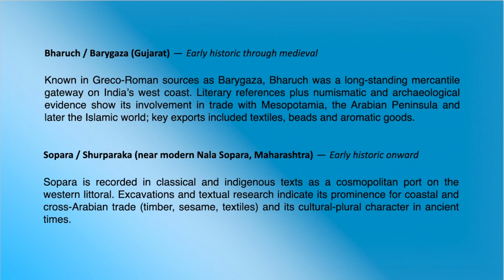We also have the port of Sopara or Shurpanaraka, which is in Maharashtra, an early historic port. Sopara is recorded in the classical and the indigenous texts as a cosmopolitan port on the western side of India. Excavation and textual research indicate its prominence for coastal and cross-Arabian trade, primarily timber, sesame, textiles, and other cultural materials in the ancient historic period.